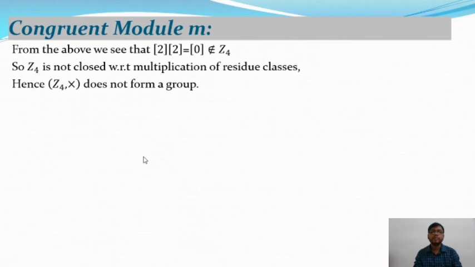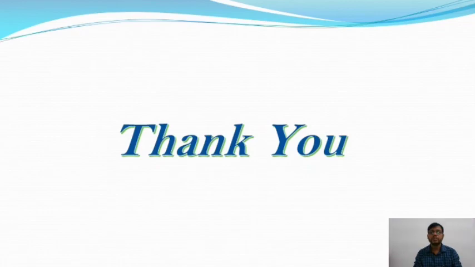Therefore, from the above we see that 2 into 2 is 0, and 0 does not belong to Z4 star. So Z4 star is not closed with respect to multiplication of residue classes. The closure property is not satisfied in that case. Hence Z4 star does not form a group. So I will stop here for today's lecture. Thank you.